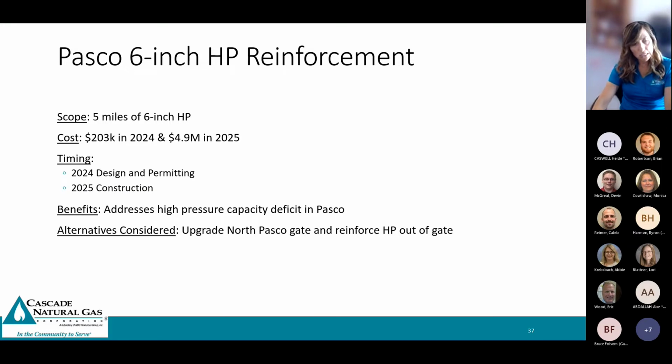Another reason, with alternatives considered, your alternative to this one is you could upgrade the North Pasco Gate, and then you could reinforce high pressure out of the gate. But that alternative was not considered due to challenging cost and pipeline route. The North Pasco Gate's right off Road 68, and it's very challenging, and our high pressure runs on Road 68. If you know the area, that's kind of by the airport, a lot of hotels, restaurants, Lowell's, a very major feeder for Pasco. So very challenging to put a pipeline in that Road 68.